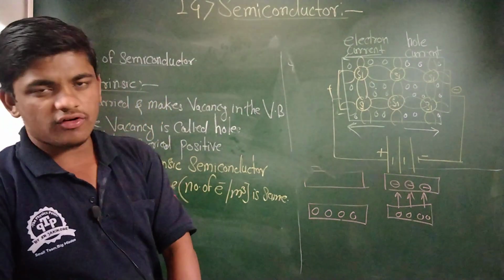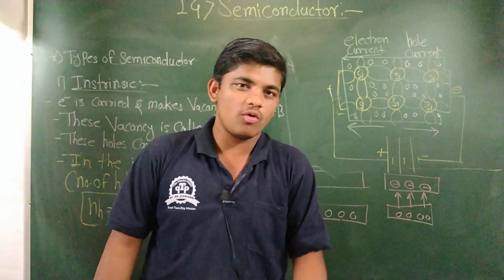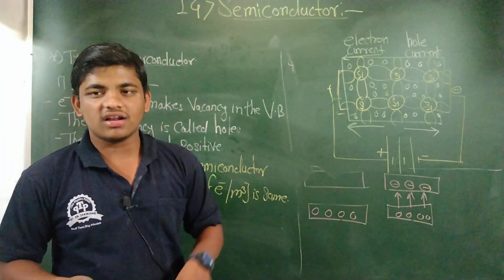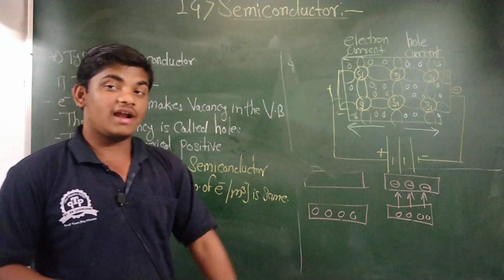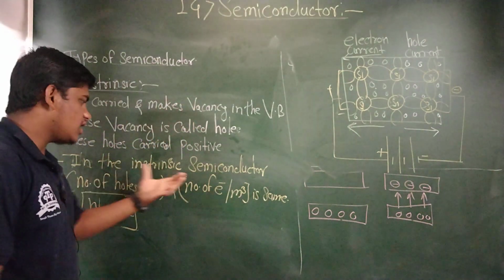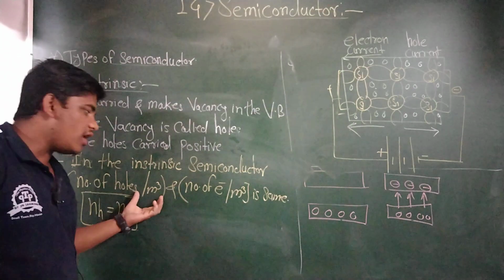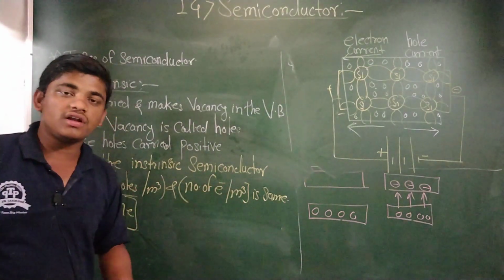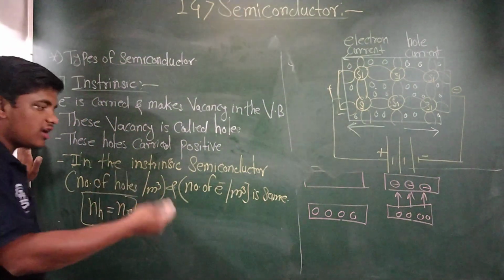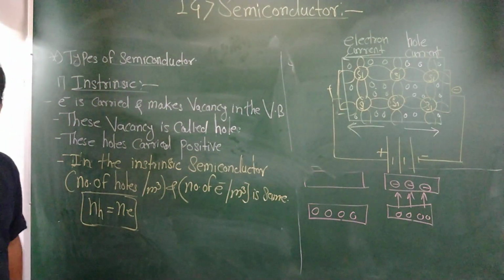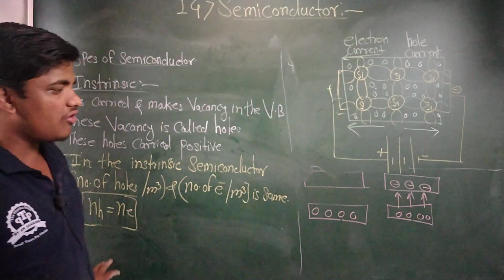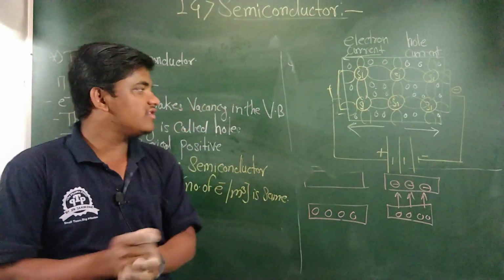This is most important for the MCQ or the 1 mark questions. In the intrinsic semiconductor, the number of holes is equal to the number of electrons. In the intrinsic semiconductor, the number of holes per unit volume and the number of electrons per unit volume are the same. Then Nh is equal to Ne. One MCQ may be asked on this.